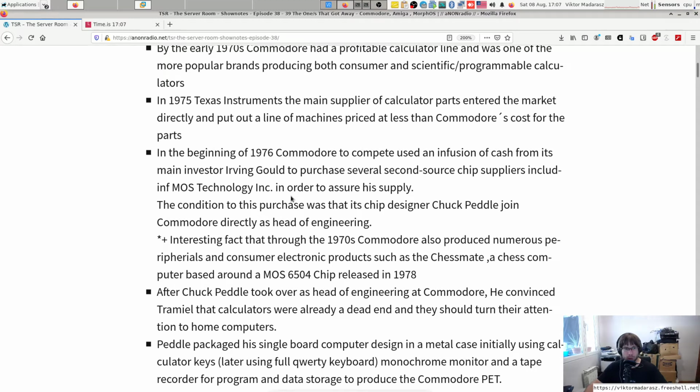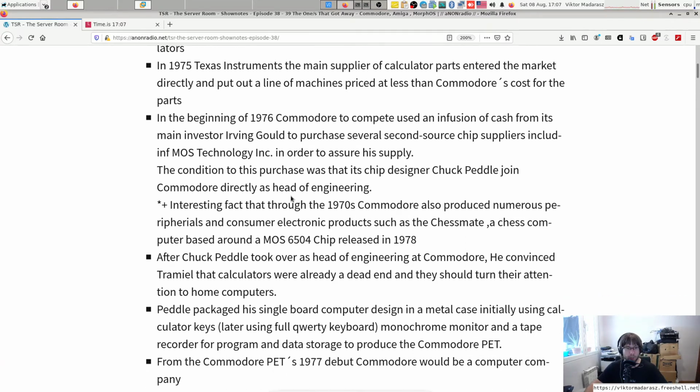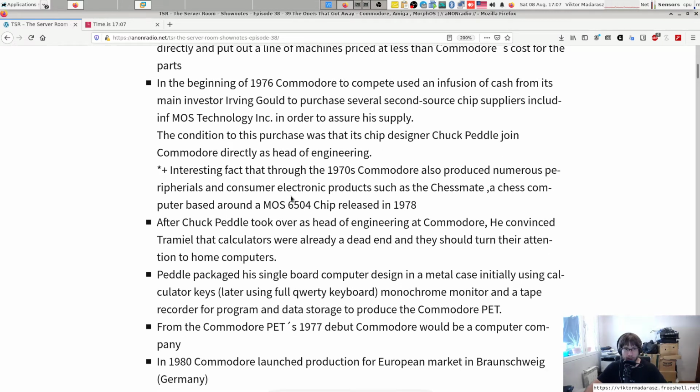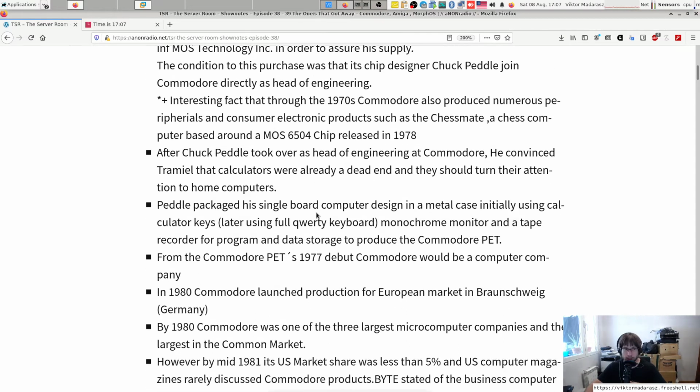One of them was including MOS Technology Inc. in order to assure his supply, or their supply. The condition to this purchase was that its chip designer Chuck Peddle joined Commodore directly as head of engineering. Another interesting fact: through the 1970s, Commodore also produced numerous peripherals and consumer electronic products, such as the Chessmate, a chess computer based around the MOS 6504 chip, released in 1978.